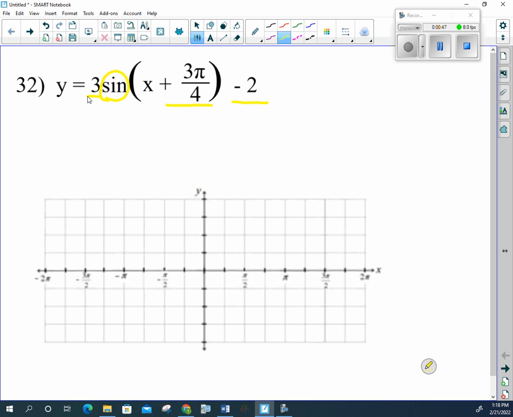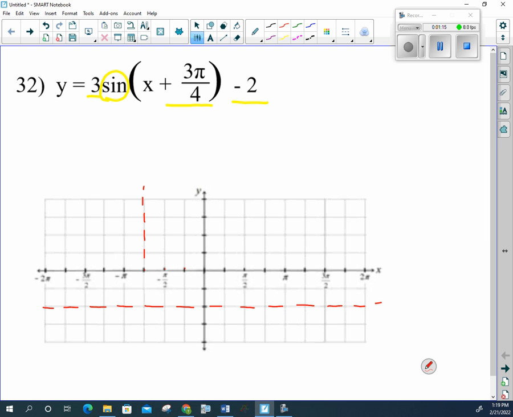You always want to get your midline in first because remember the sine curve graphs on the midline. It starts on the midline. So down 2, so I'm going to come down here, down 2, drawing my midline. And then we're going to the left, 3 pi over 4. Remember, the scale on this is counting by pi over 4. So this is negative 1 pi over 4, negative 2 pi over 4. So negative 3 pi over 4 is right here.